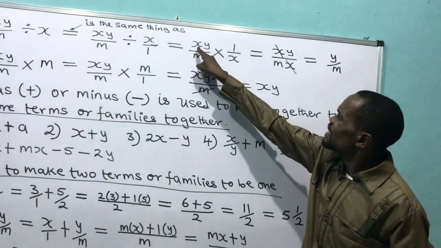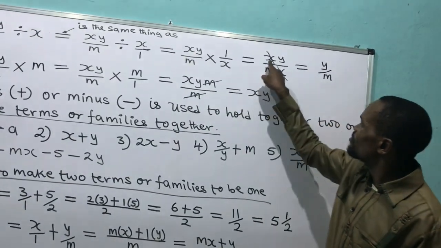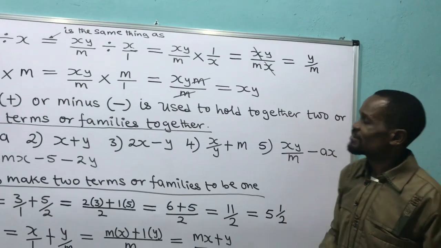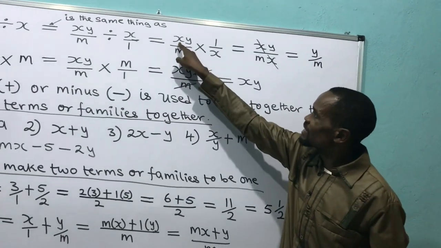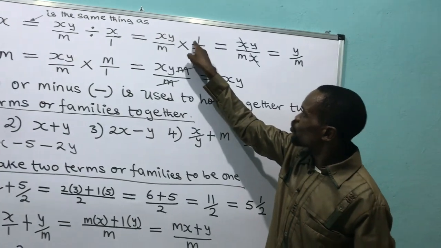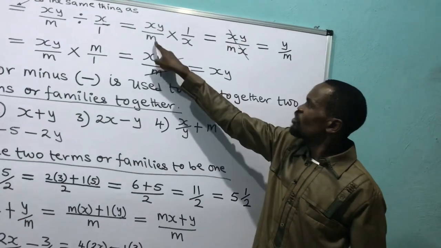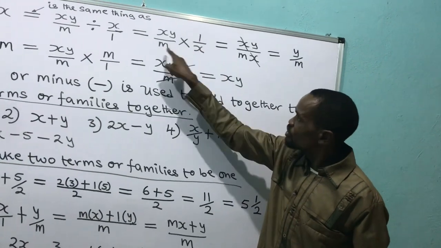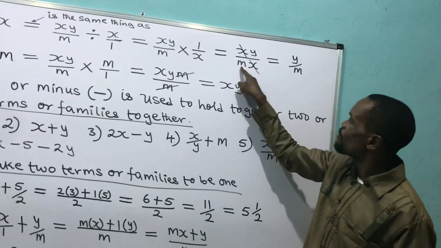Then xy times 1 will give me xy, and m times x will give me mx. Have you seen it? The numerator xy times the numerator 1 will give me xy. The denominator m times the denominator x, denominator times denominator, will give me mx.